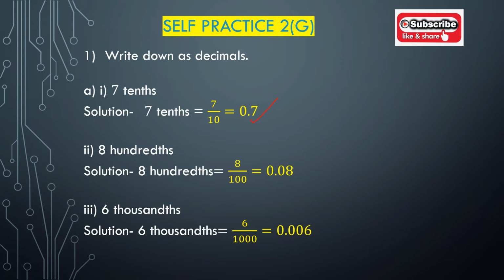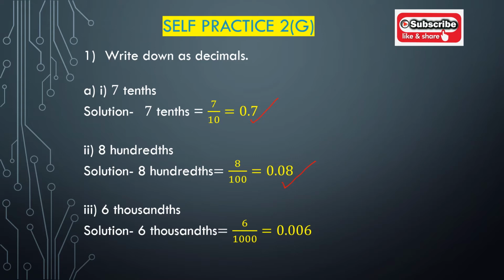Second bit, 8 hundredths. Hundredth is 1 divided by 100, so 8 hundredths will be 8 divided by 100. In 100 there are two zeros, so we have to place two digits after the decimal point. So 8 divided by 100 will be 0.08.